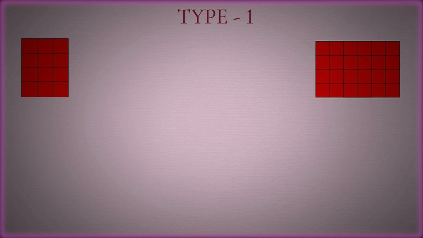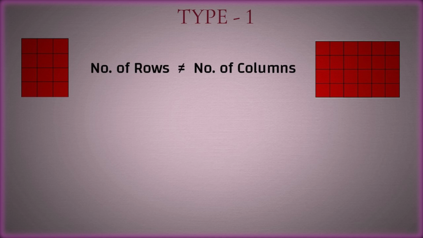Let's start with the type 1 problems that are often encountered by us. As you can deduce from the figure, these type 1 problems are the ones where the number of rows is not equal to the number of columns. So let's try to count the total number of possible squares in this figure. But would you like to give it a try? Pause the video if you want to try, and when you're ready, just continue the video.